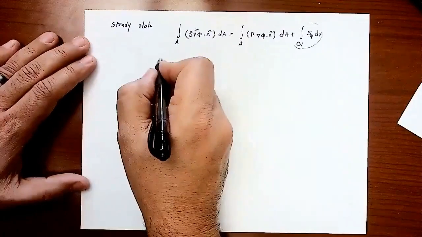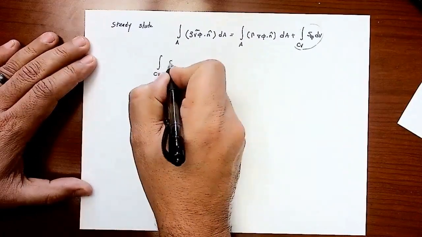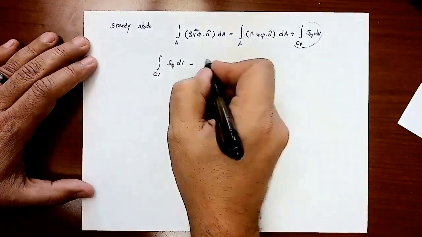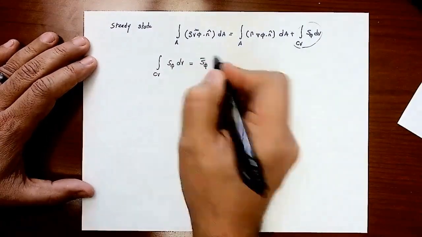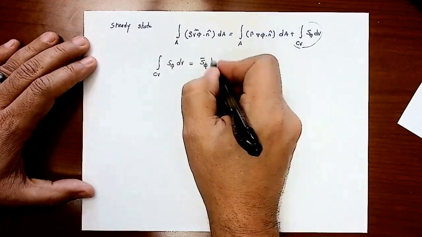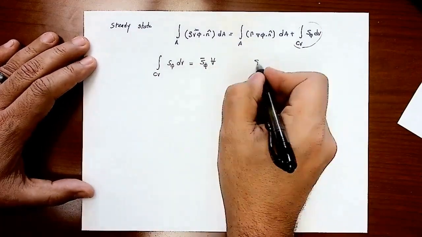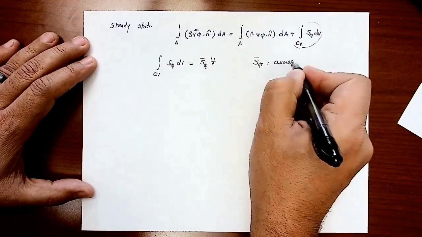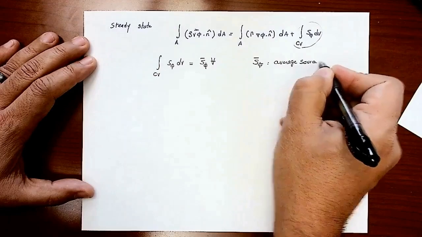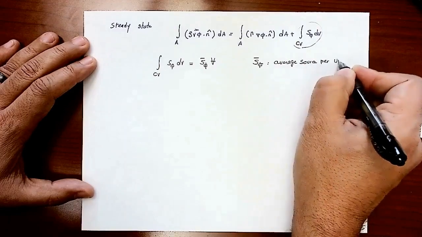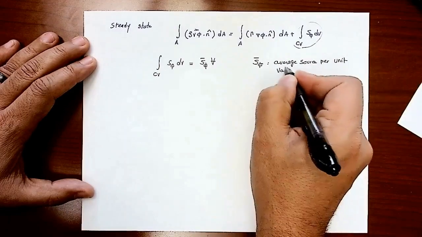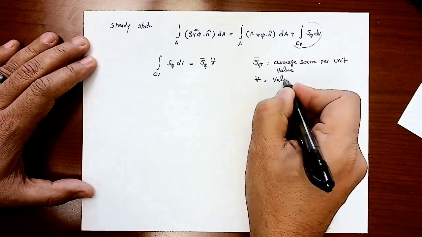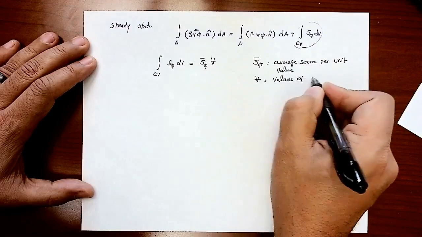We will assume the integration over the control volume of that source term dV turns into an average value per unit volume multiplied by the volume of the control volume. So S phi average is an average source per unit volume, multiplied by V, which is the volume of the control volume.